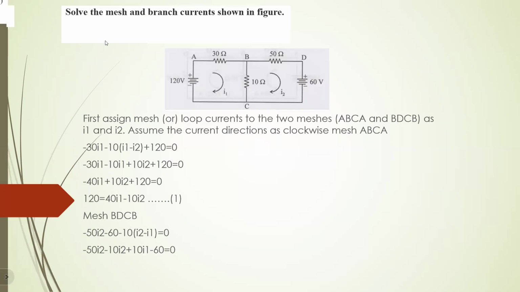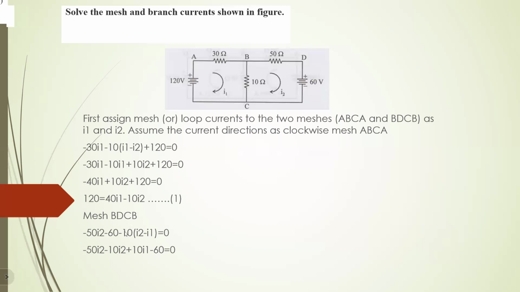Solve the mesh and branch currents shown in the figure. First, assign mesh or loop currents to the two meshes ABCA and BDCB. Assume the current directions as clockwise. Mesh ABCA: minus 30 I1 minus 10 into I1 minus I2 plus 120 equals 0. Minus 40 I1 plus 10 I2 plus 120 equals 0. 40 I1 minus 10 I2 equals 120. This is equation 1.